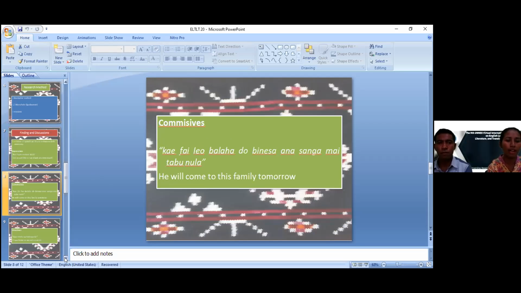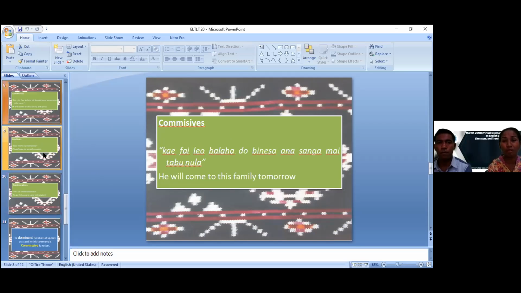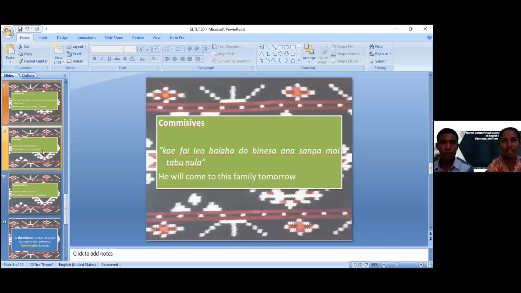And the next function is commissive. This one is actually the dominant one, because there are seven utterances related to commissive functions. An example here is kaifai Leo Balhat Dobinesa Anasama Mai Tabunula, which means he will come to this family tomorrow. It is a kind of speech act function showing that the man's family promised that their boys are going to see the family tomorrow.